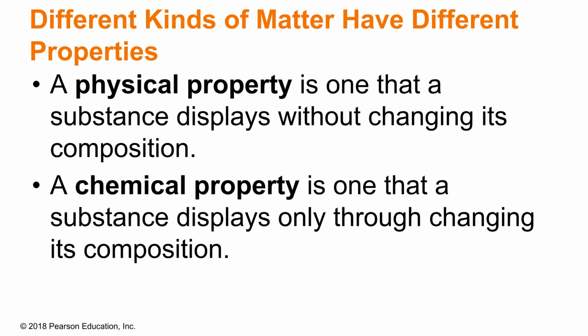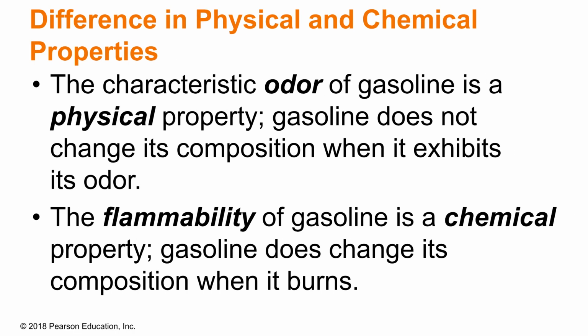Matter also has different properties. A physical property is displayed without changing the substance's composition. A chemical property is displayed only when the substance's composition changes. The odor of gasoline is a physical property, as its composition does not change. The flammability of gasoline is a chemical property, as it changes composition when it burns.